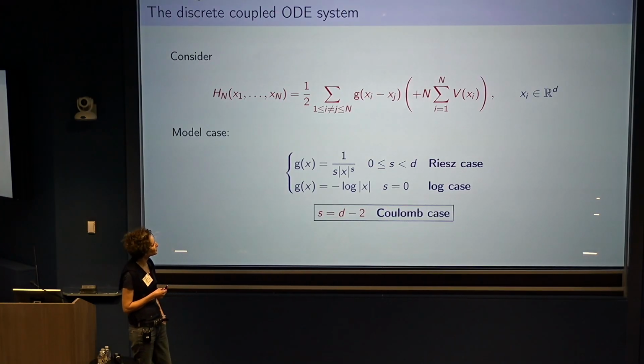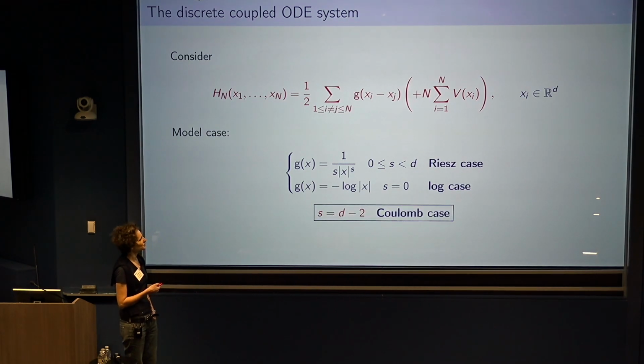OK, so here is the situation. We want to consider capital N points in space, so say the Euclidean space R^d. And they interact with this pair interaction potential g. And if you want, you can add some external potential, capital V, scaled like that. But it's not so important for the discussion, so I will kind of ignore it. Just say that if you want, you can add it back.